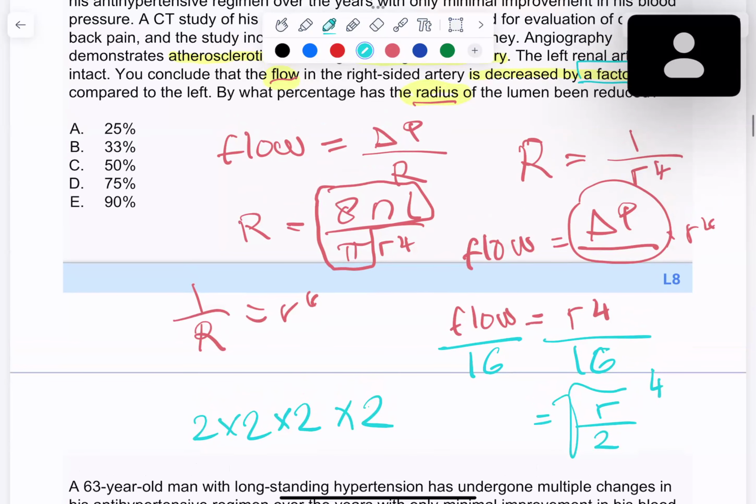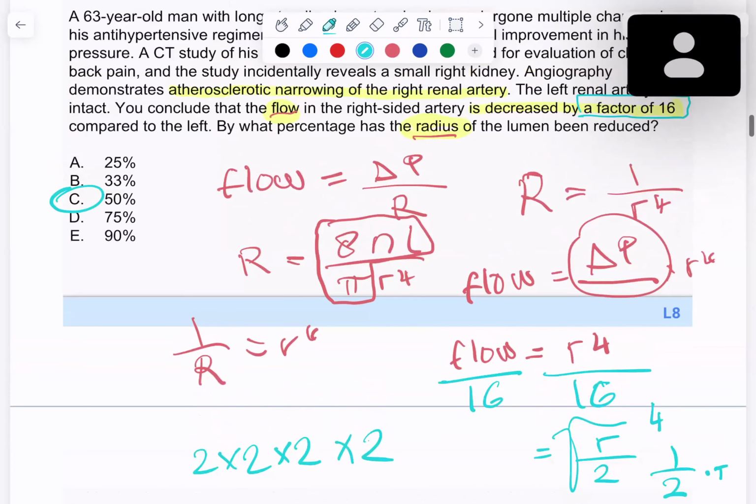And so as you said, the answer is 50%, because this is basically telling me that 1 over 2 times r is the answer, okay? And so this is why the radius has been reduced by 50%.